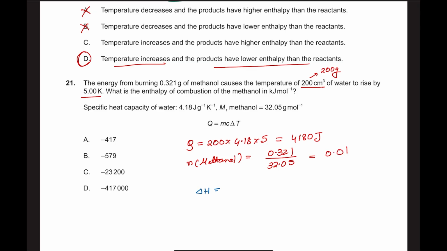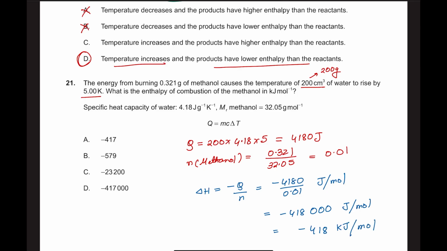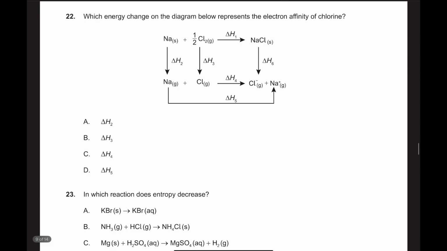Now enthalpy will be negative Q over n. Negative 4180 divided by 0.01, the unit will be joules per mole. Get negative 418123 joules per mole, divided by 1000. You get negative 418 kilojoules per mole. So the answer is around option A, which is the closest. So yeah, let's move on to the next one.